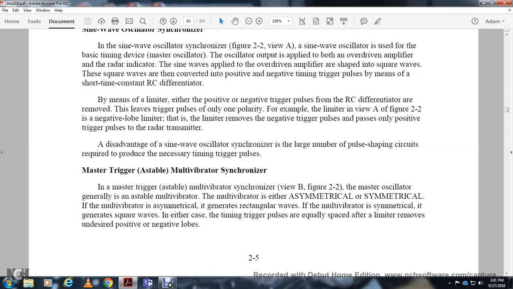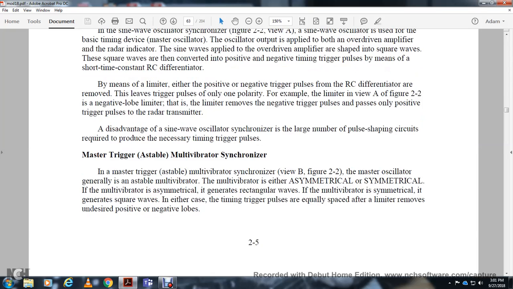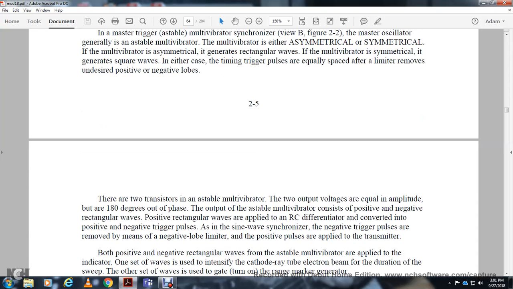Master trigger: a stable multivibrator synchronizer, figure 2.2, view B, with the master oscillator, generally an astable multivibrator. The asymmetrical multivibrator generates a rectangular wave, and the symmetrical multivibrator generates a square wave. In either case, the timing trigger pulses are equally spaced, with the limiter removing the undesired positive pulse with the negative lobes. The transistors of the astable multivibrator have output voltages with equal amplitude.